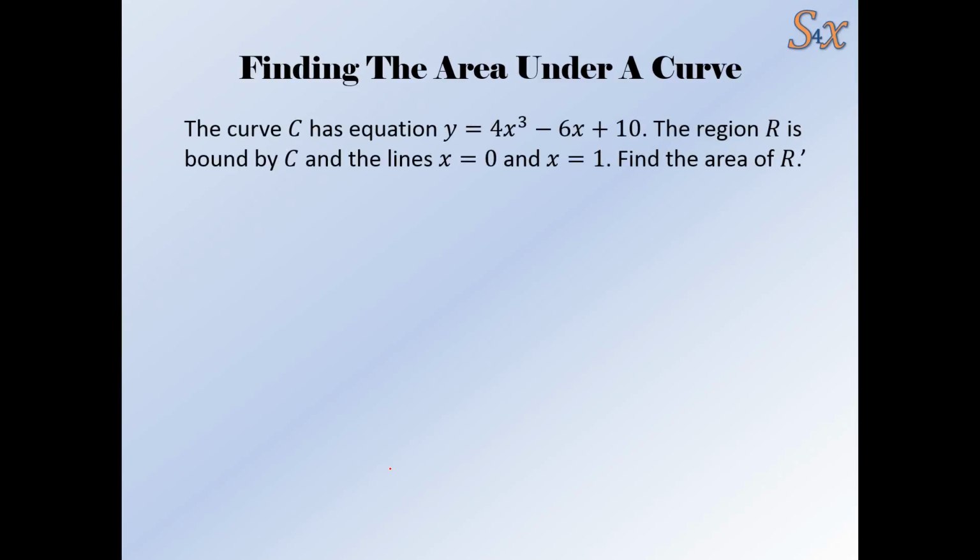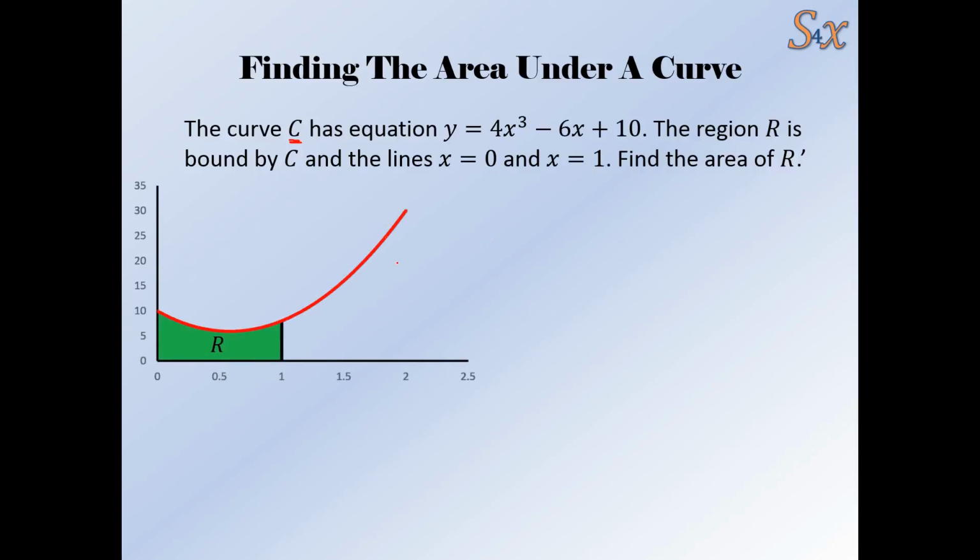Okay, so let's say we've got a curve C and I've given you the equation of the curve. And this is kind of just some exam question speak here, but you need to get used to it. So I've given the curve the name C, and I've said the region R is bounded by C, and the lines x equals 0 and x equals 1. Now that sounds like nonsense. What we mean is it looks like this.